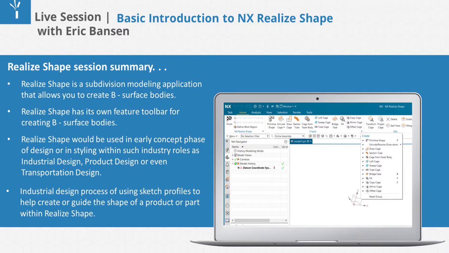So, in summary of this session, we spoke about what realized shape is, a subdivision modeling application allowing you to create B surface bodies, as we saw, and it also has its own feature toolbar for creating those surface bodies, and we spoke to all the different types that you could use. Transform cage was a really popular one that we went over, and we also talked about where realized shape would be used. As you could see, it's definitely an early concept phase type of design application.